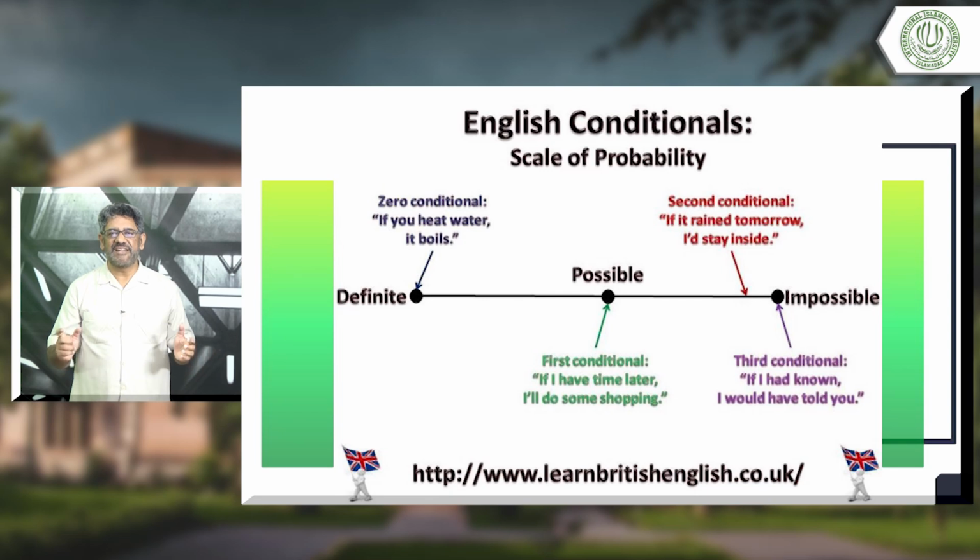All right, then look at the impossible one. If I had known, I would have told you. This means I did not know, so I could not tell you. I did not tell you. So this is an impossible situation. Why? Time cannot go back. We cannot go back and correct ourselves. Once time is gone, it's gone. So this is an impossible condition. Now let's move on.